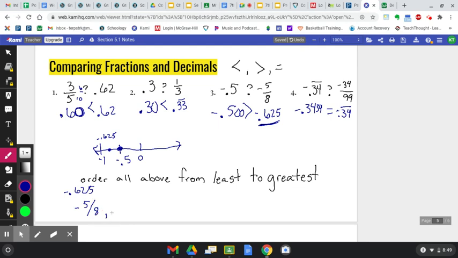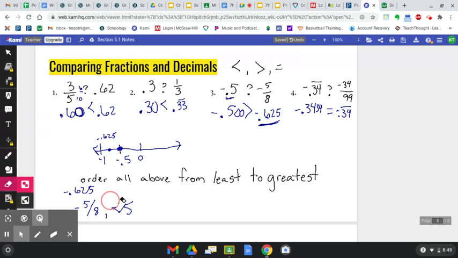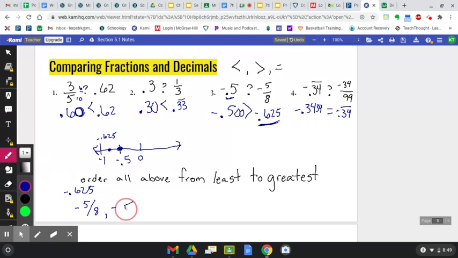Okay. And then next we have the negative 0.500. Remember where that came from, the negative 0.5. Negative 0.5 is next, right? These two are equal. So I'm going to write the negative 0.34 with the bar over it, and negative 34 over 99 on the same level there because those were equal.